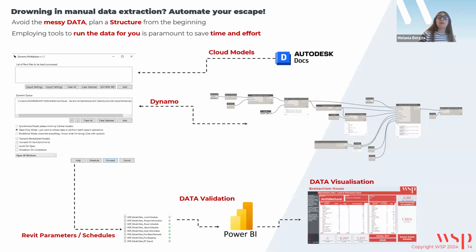So you will get all those text files that you can see at the bottom. Then they say WSP model data level schedule, for example. And then those ones you can analyze in Power BI. In this situation, we were doing, for example, the level of detail. So we were looking into different parameters, and they needed to have a keynote. They needed to have, for example, the family type, or whatever is being decided in your project.